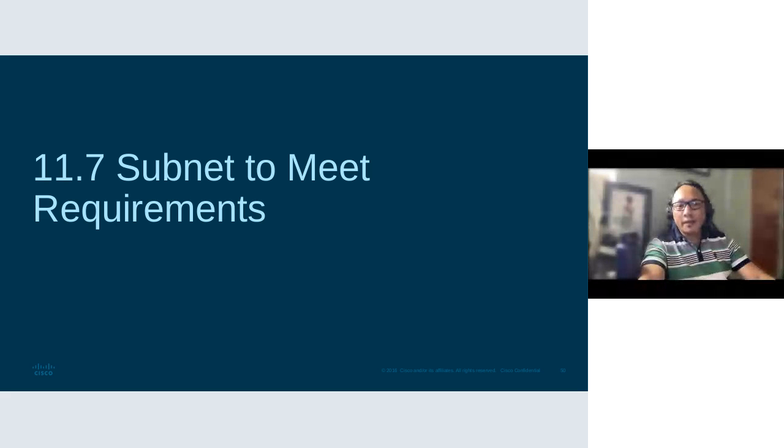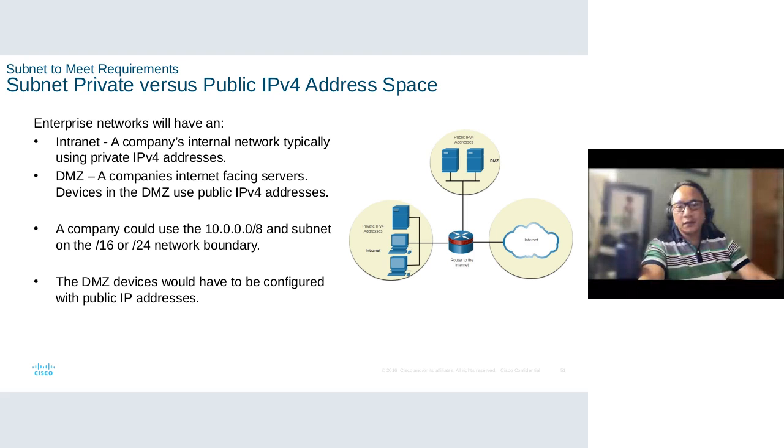Okay, how to subnet to meet the requirements. So this is the 7th part of the module. You can see here that private and public IPv4 address space are compared here. And as you can see, in a particular enterprise network, you have an intranet and a DMZ.